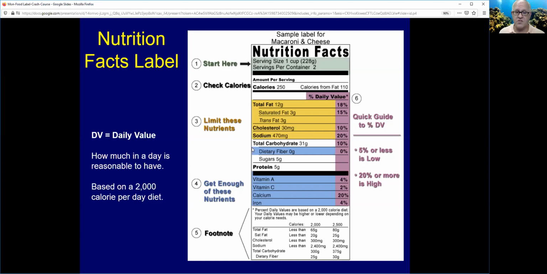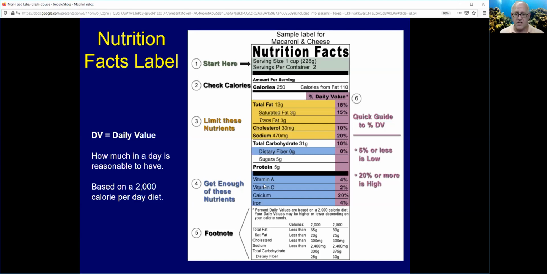We then move down to carbohydrates. 31 grams of this serving is carbohydrate. There's some sugars, 5 grams of sugar, and only 5 grams of protein. Now, they also talk about dietary fiber. That's what helps your body move food through the system and get through your intestinal system.